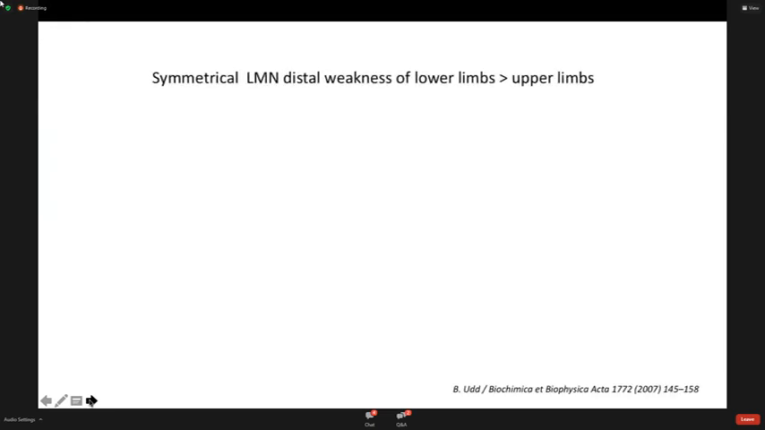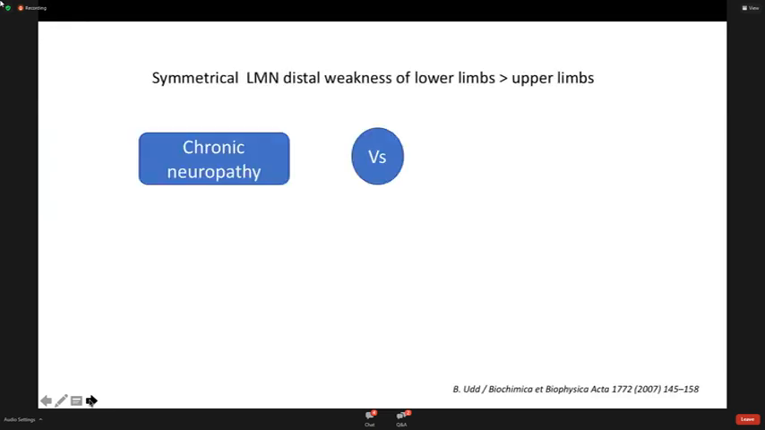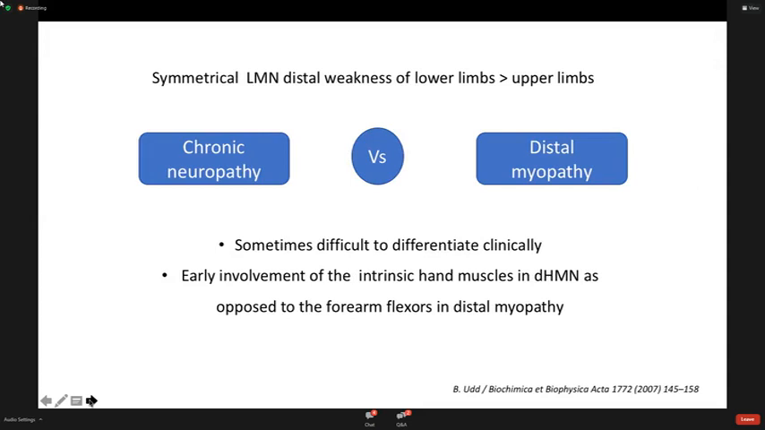Now coming to the symmetric lower limb distal weakness, lower limb more than upper limbs, sometimes in a very chronic process, it may be difficult to differentiate between a chronic neuropathy and a distal myopathy. So one clue is the early involvement of the intrinsic hand muscles is more likely to be seen in distal hereditary motor neuropathy as compared to the forearm flexors, which are involved in a distal myopathy.